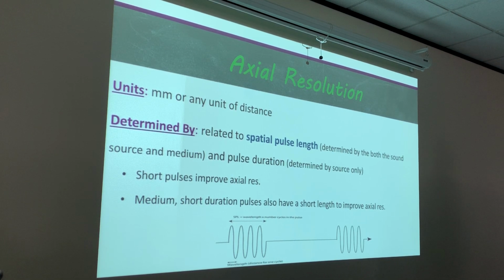Okay? Which is going to be the minimum distance that two structures can be seen apart when they are parallel to the sound beam's main axis. Okay. Remember those key words about it? Again, you're going to do great on the test.